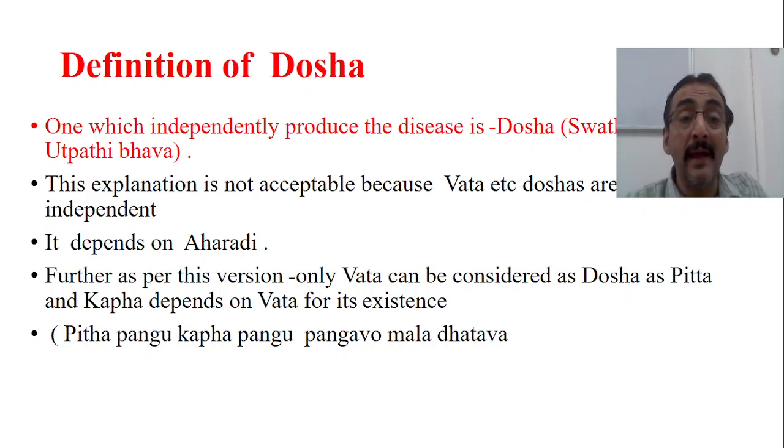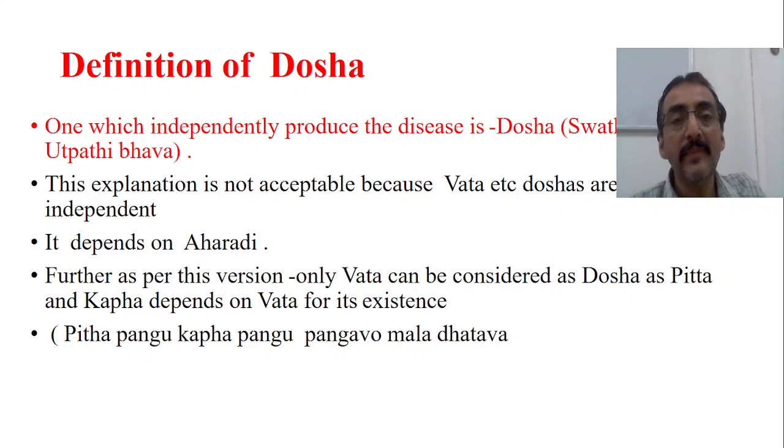Further, according to this version, only vata can be considered as dosha, as pitta and kapha depend on vata, isn't it? Pitta and kapha, these two are dependent on vata. Vata, pitta, phangu, kapha, phangu, phangabo maladatava. Vayunu tatra niyante, isn't it? That means pitta and kapha are not independent, they are dependent. Then we should say that vata, pitta and kapha are not at all doshas. So it is not possible. This particular criterion is not acceptable for this purpose.